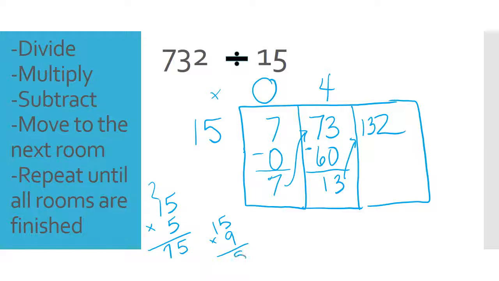9 times 5 is 45. Carry my 4. 9 times 1 is 9. Plus 4 more is 13. 135 is going to be too much. Let me do 15 times 8.